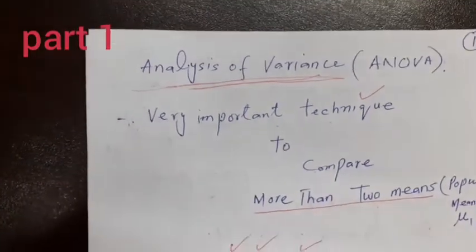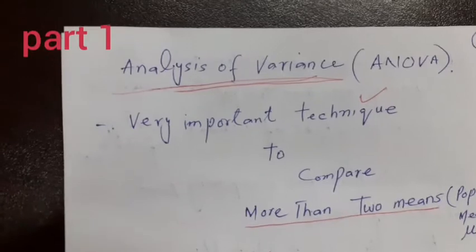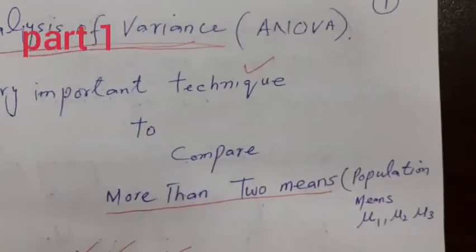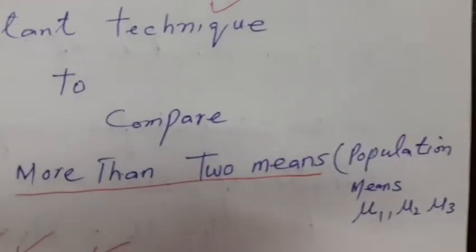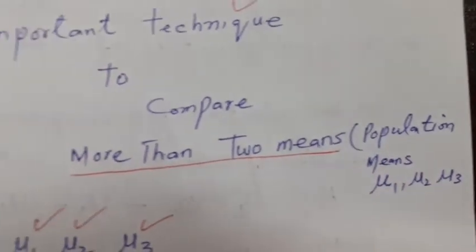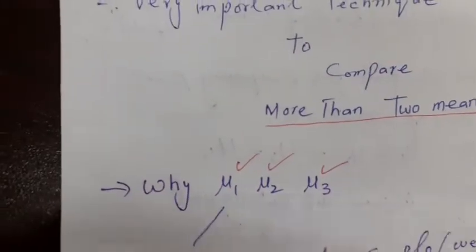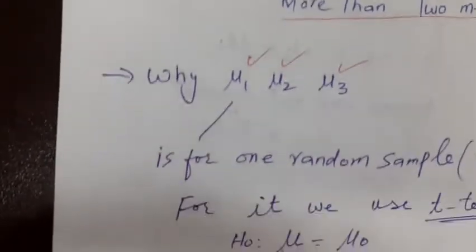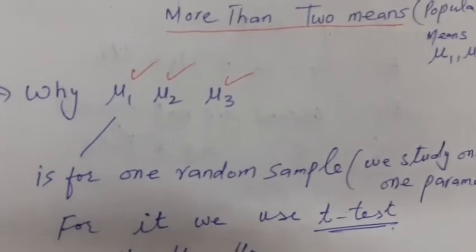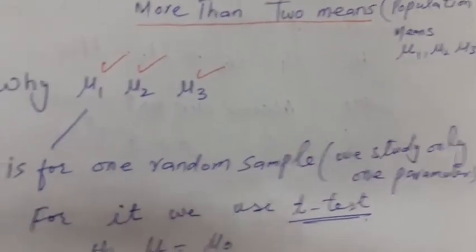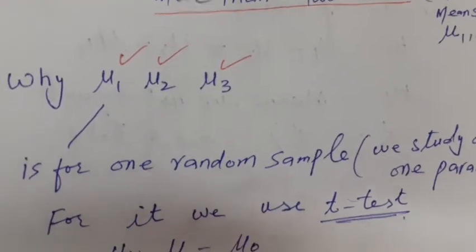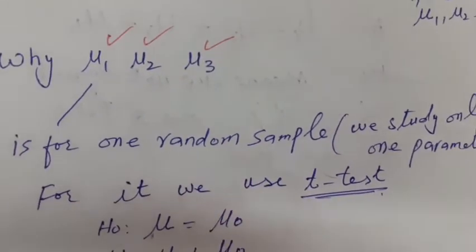We discussed that analysis of variance is a very important technique to compare more than two means, that is, population means mu1, mu2, mu3, and so on up to mu k. Why mu1, mu2, mu3? Mu1 is for one random sample, where we study only one parameter. For it, we use the t-test. Also, for two random samples, we use the t-test.